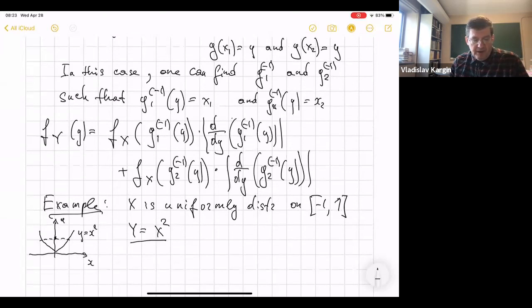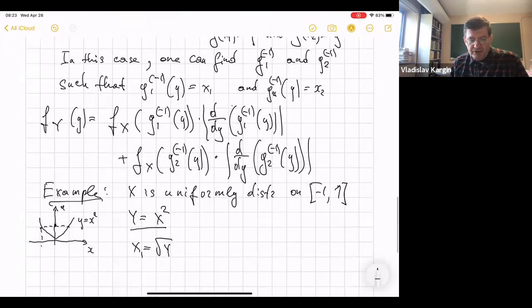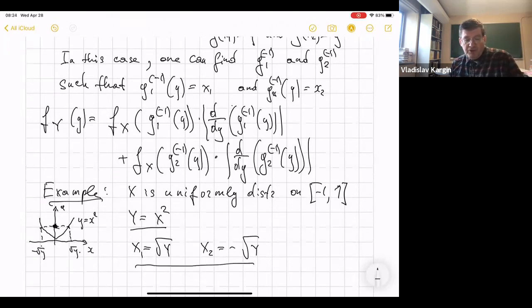If you take the inverse, the first one will be square root of y, and the next will be minus square root of y. So for a specific value of y, you have a minus square root of y and a square root of y. This is exactly the situation from the previous formulation. You have a function g, and its inverse is actually not one function but two functions.